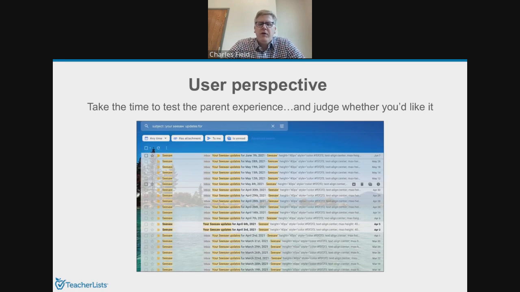Here's an experience. This is an update from a Seesaw application that I get almost daily. This is an old image, but it tells me nothing. So if I want to go and find information as a parent, these subject lines don't tell me anything. And I know these are automatic updates that come from the application, but how is that helpful to me other than clogging up my email device?